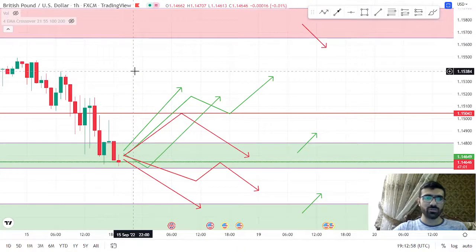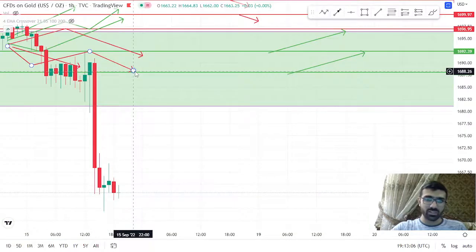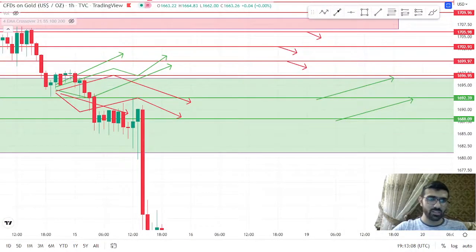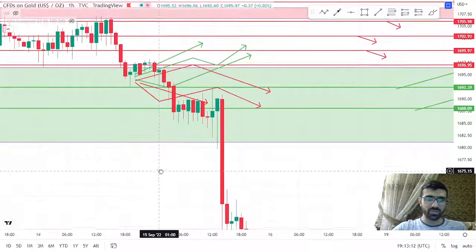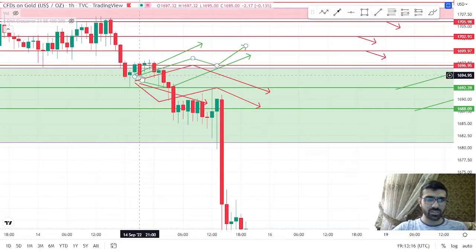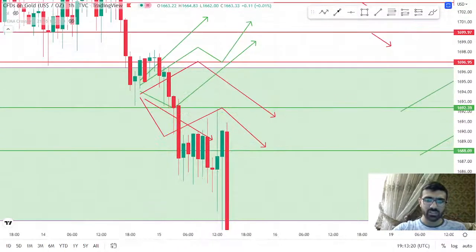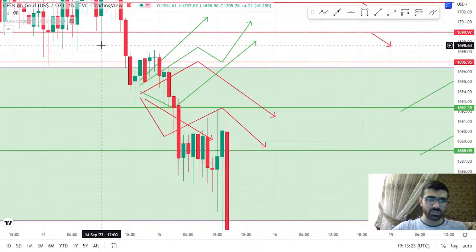Now let us move on to the next pair, which is the gold pair. Let us do the gold analysis for today, which is also known as the XAUUSD analysis. First of all, let us discuss where we left off and what market did with us. You can clearly see that we gave you several setups and some of those were executed.